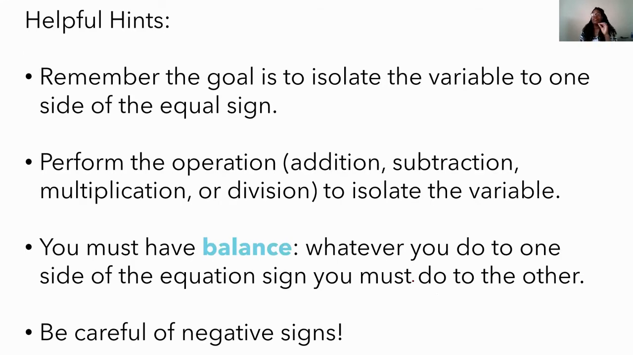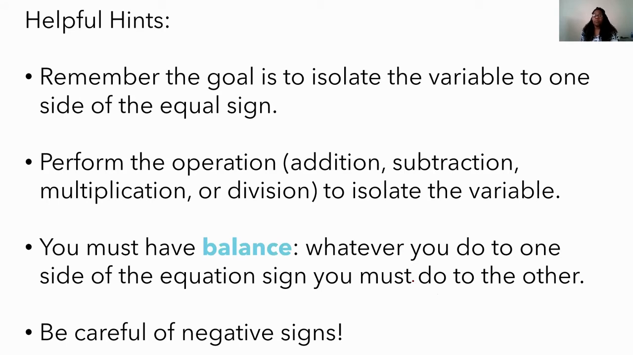Here are the hints, and it's very similar to what we did for one-step equations. Remember, the goal is to isolate the variable to one side of the equal sign. It doesn't matter what side you put it on. It could be on the left or on the right. I know a lot of people prefer to have it on the left since we read from left to right, but either way, you're going to have that equivalency, which goes on regardless of what side the variable is on.